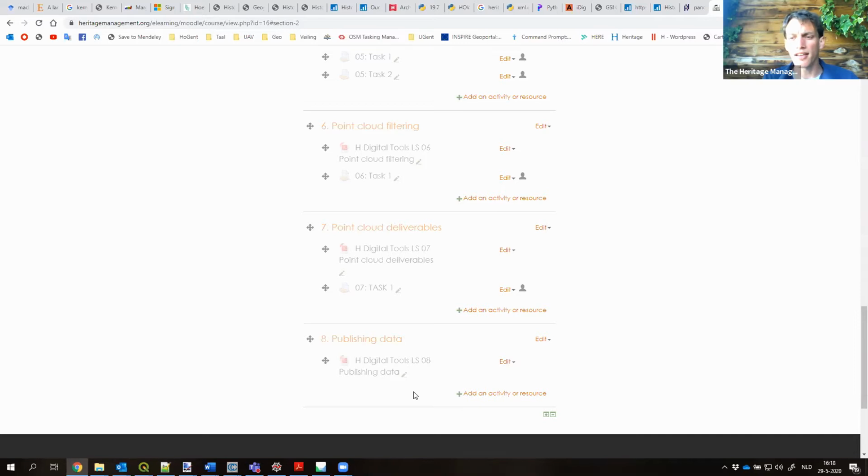And then the last part is also quite similar to the one that we discussed the day before yesterday. That's about publishing data. In this case, we will also use a local server, and this server will be used for pseudo-online server-based point cloud visualization.